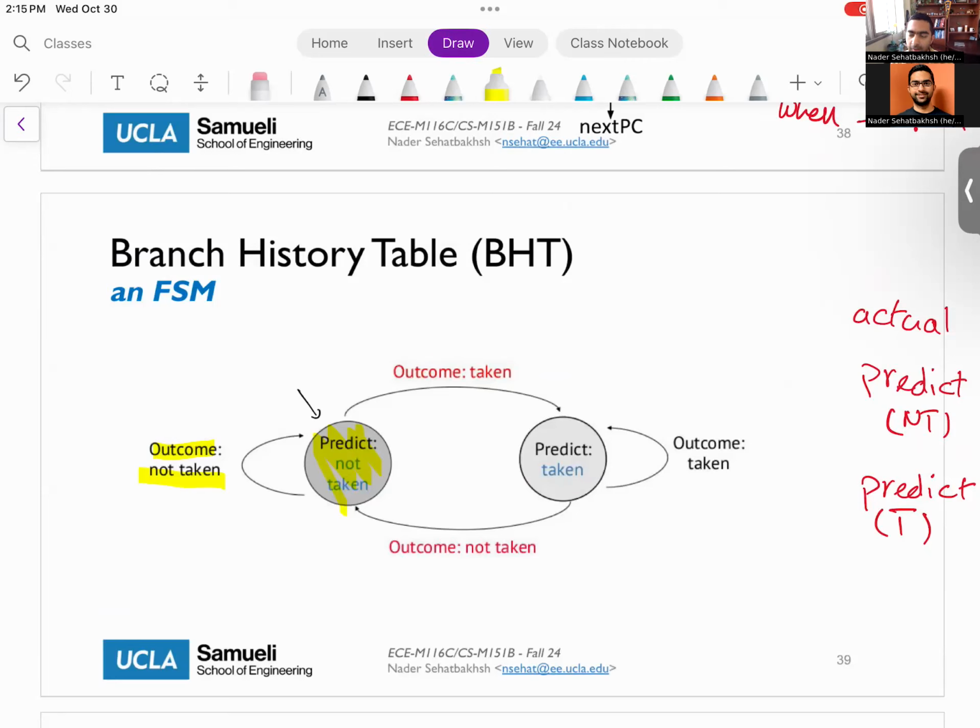So two possibilities happen. Either we predict correctly: we predict not taken and the outcome is not taken, or we predict taken and the outcome was taken. In those two cases, we're going to stay in whatever state we were in before. There's no need to change. Alternatively, the outcome might be the opposite of what we predicted. We predicted taken but the outcome was not taken, or we predicted not taken and the outcome was taken. In that case, we need to switch. So we're going to update and move from this state to this state, or from this state to this state. That's what we're going to do based on the outcome. So this is a one-bit branch predictor with the finite state machine.